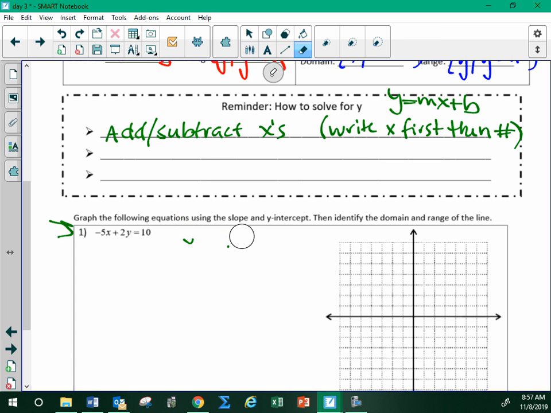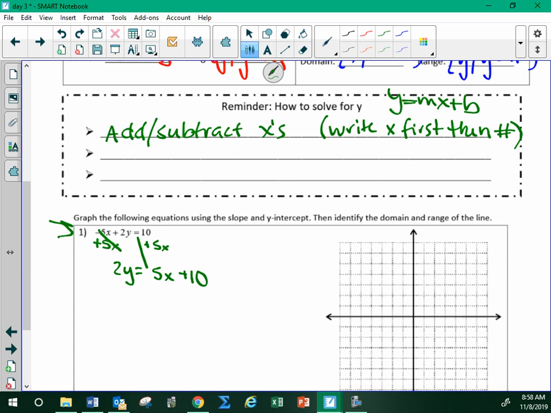I'm going to go ahead and do this example here. The first step, add or subtract your x's. I see that I have x's here. I want to get rid of negative 5x, so I want to add 5x and do it to both sides. I cannot combine 10 and 5x. They're not like terms. So I'm going to write my x first. That's positive 5x, and then it's a positive 10.